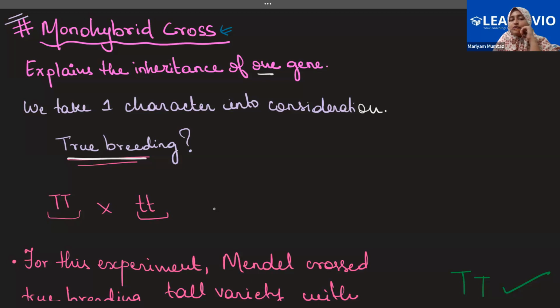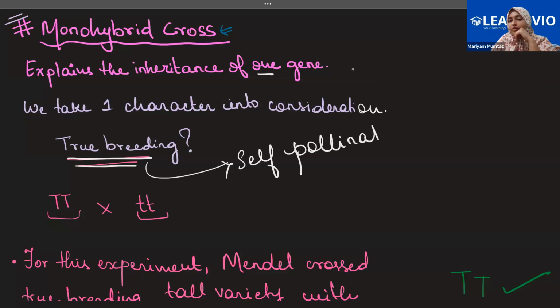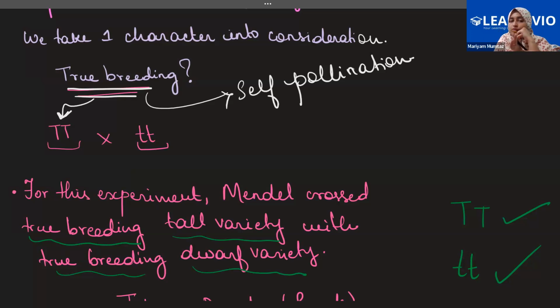Now, you remember what true breeding was? What is the meaning of true breeding? True breeding means self-pollination, right? The plants or organisms that do self-pollination are known as true breeding plants. Also, the true breeding characteristic, whether it is in a homozygous dominant condition or homozygous recessive condition, is the true breeding quality.